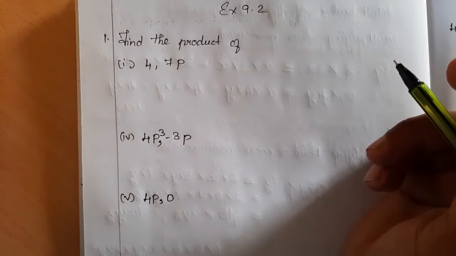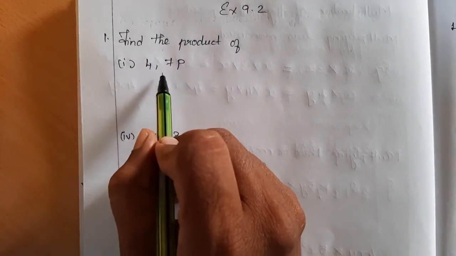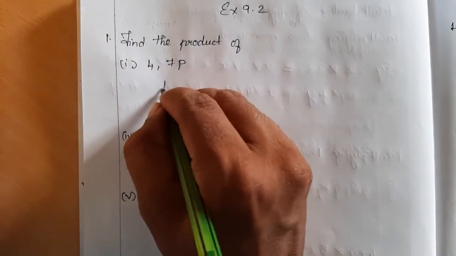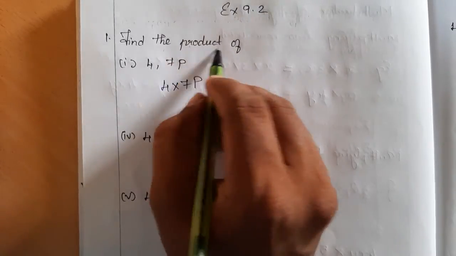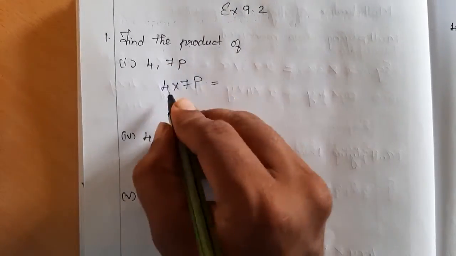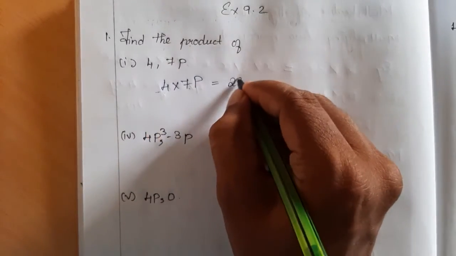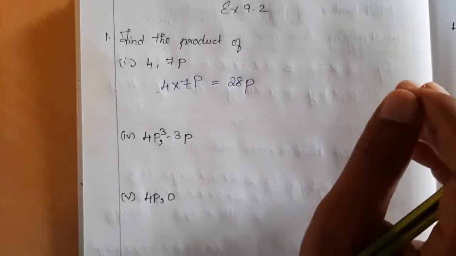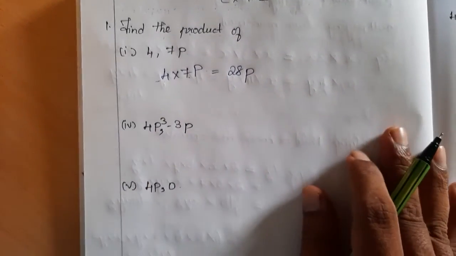So here we go for an exercise problem. Find the product of 4 and 7p. First, write the mathematical expression 4 into 7p, since it says to find the product. Multiply the numerics: 7 4s are 28, and only one variable is there, so we can write it as it is. Next, we have to find the product of this.